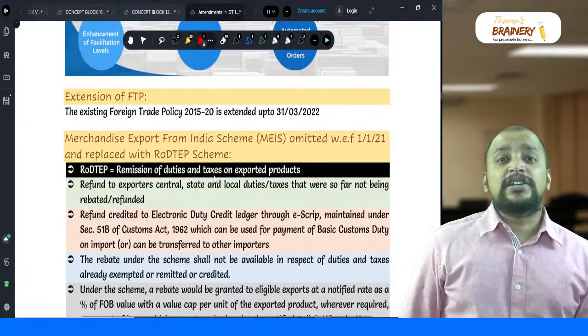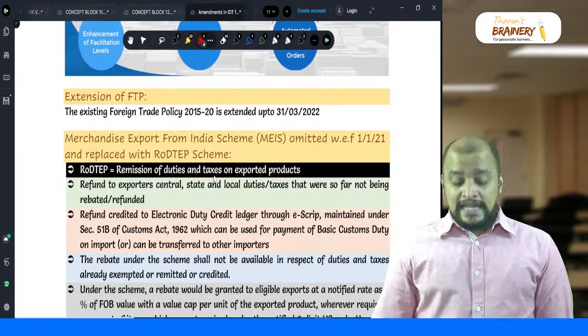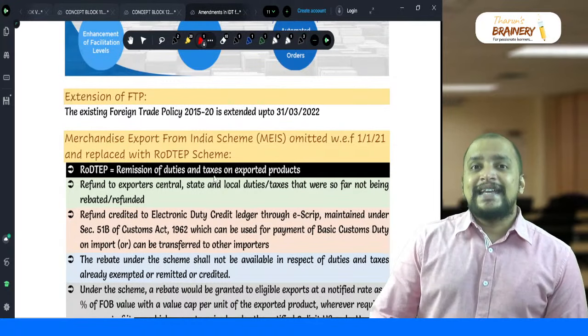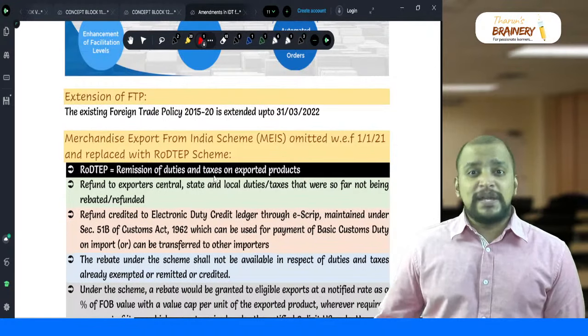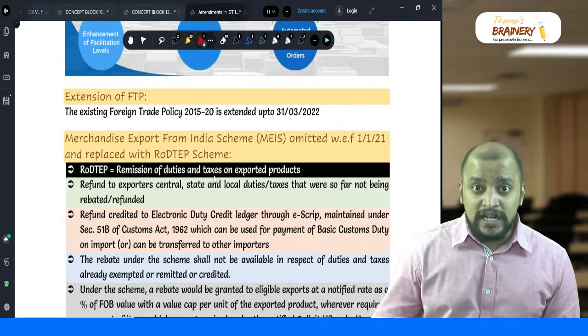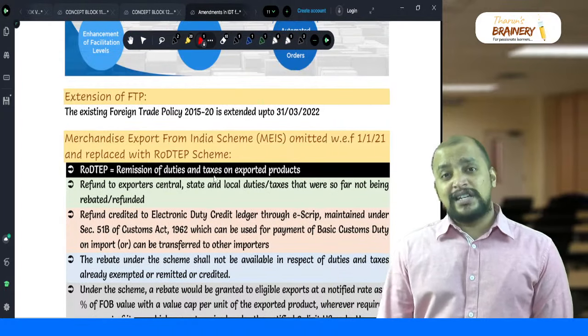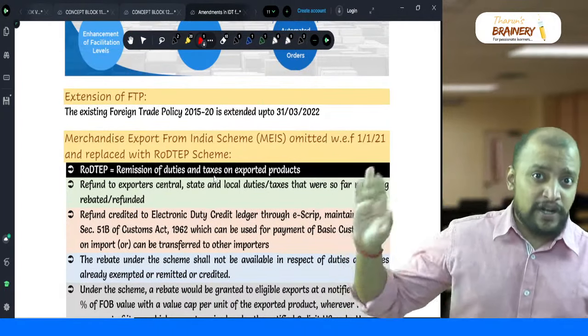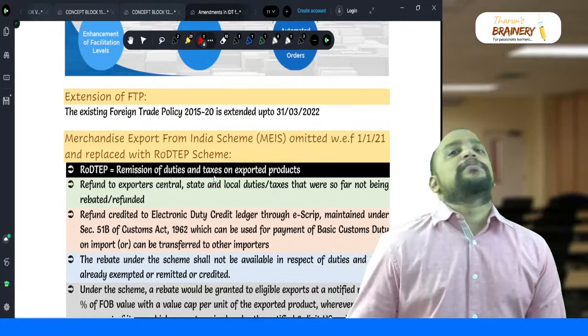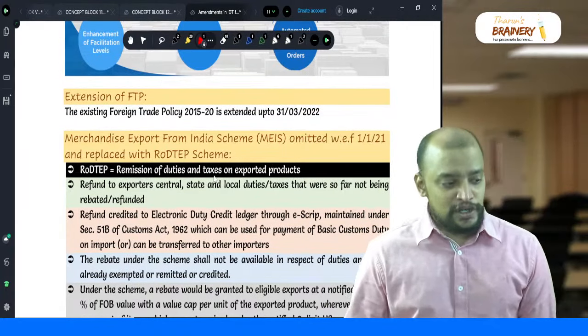Then extension of foreign trade policy. The existing foreign trade policy is extended for a period up to 31/3/2022. So that's the reason why the 2015-20 foreign trade policy, still the same is applicable for your exam, even for May 22 exam also.